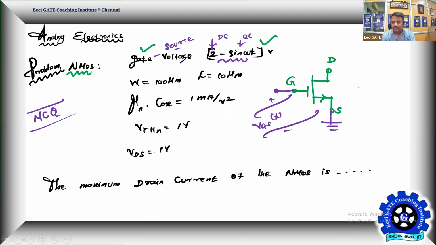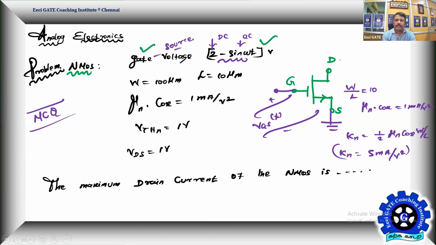Also given, the width to length ratio of the channel is 10, and the product of mu n and Cox is given as 1 milliamps per volt square. With that, one can calculate straight away Kn, which is half of mu n Cox into W by L. Half of W by L becomes 5, so 5 into 1 milliamps per volt square. So the device constant is going to be 5 milliamps per volt square.